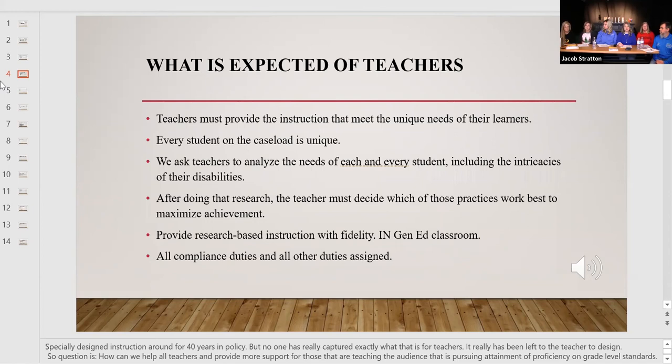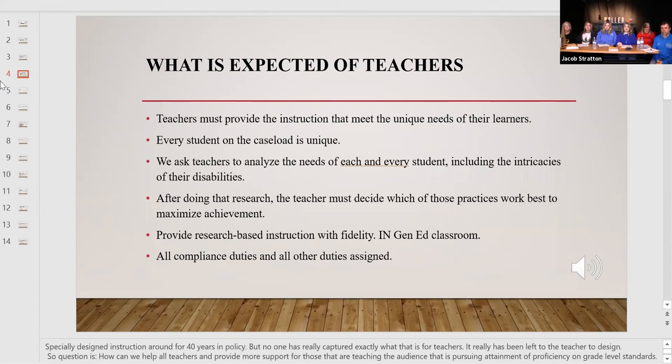If you have 15 kids on your caseload, you're going to more than likely have 15 different scenarios, 15 different needs for those kids. So you have to look at each individual student by themselves and see exactly what they need and what their learning strategy would be, that they would come up with, that they would react to. You need to analyze that. After you research, you can decide which of those practices work best for those students.